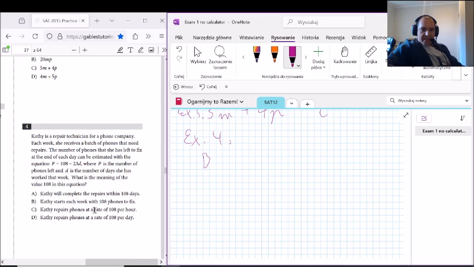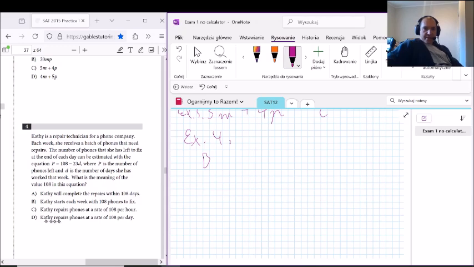Kathy repairs phones at a rate of 108 per hour. No way. After 1 day, after Monday, the formula says that she has 108 minus 23 times 1, so 108 minus 23, so 85 phones. If she repaired 108 per hour, then after 1 hour she would have 0 phones, and that doesn't add up.